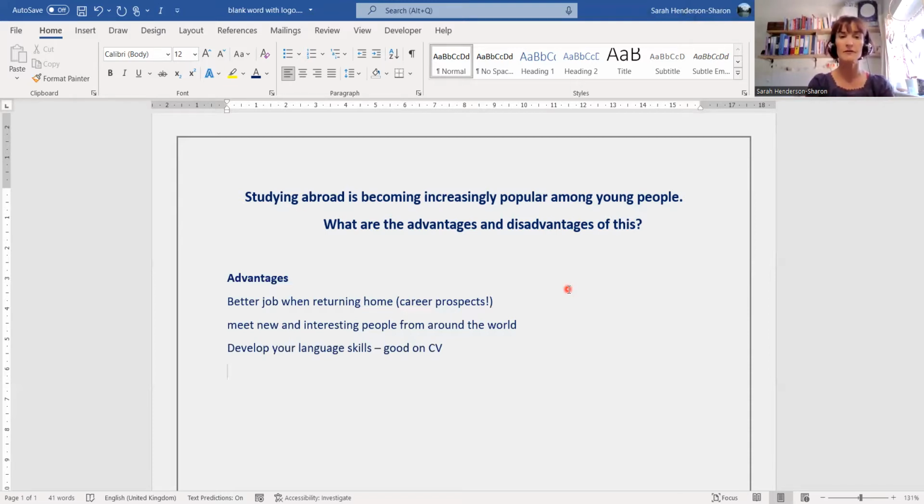And what else might be an advantage of studying abroad? And maybe you might be able to go to a university that's got more stuff. So better facilities, better equipment, all those kinds of things. But of course, if we've got advantages, we also need to think about the disadvantages. And I think they might be things like this.